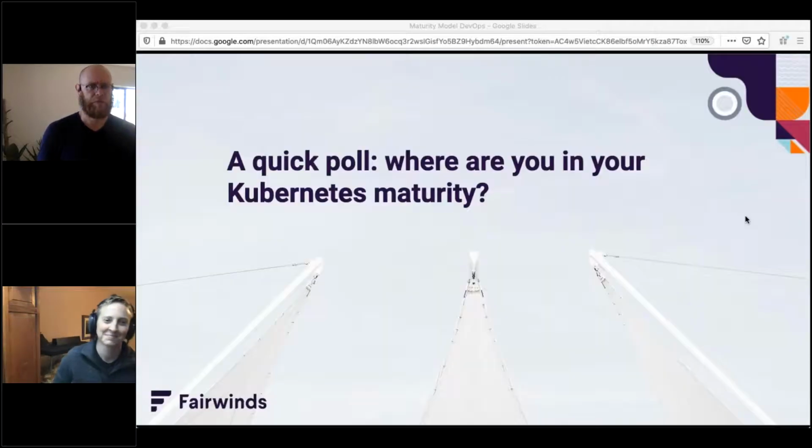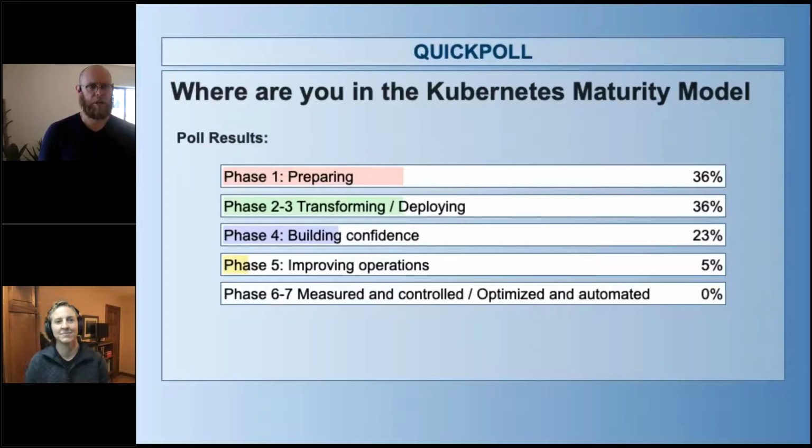Now let's see if this looks different from before. And it does, look at that. So now we have 36% at preparing, 36% at transforming and deploying. So maybe people are realizing they're somewhere different in that structure than they thought before we shared those details. 23%, almost a quarter of you, in the building confidence phase, which is good. That's encouraging to hear. And 5% in the improving operations, and nobody into the later stages, but that makes sense.